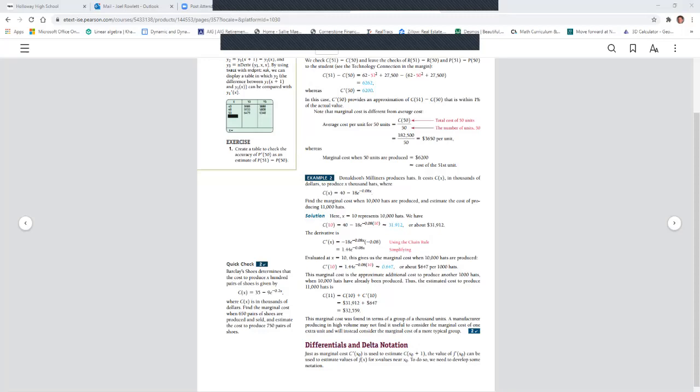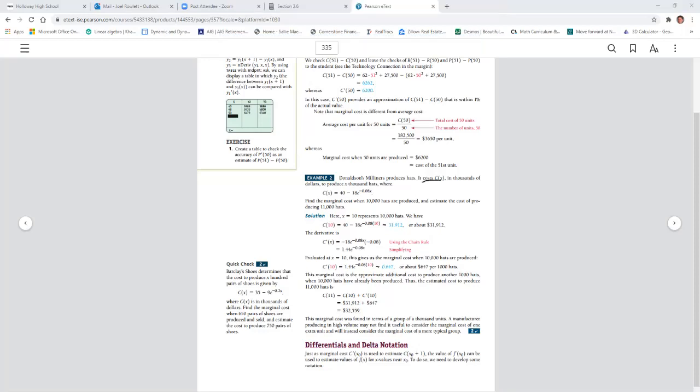Keep in mind a couple of things here. First, the cost is in thousands of dollars to produce x thousand hats. So when we get to the problem, we're not going to plug in 11,000, right? We're going to plug in just 11 because it's the cost to produce x thousand hats. Just want to make sure that's understood from the very beginning here.